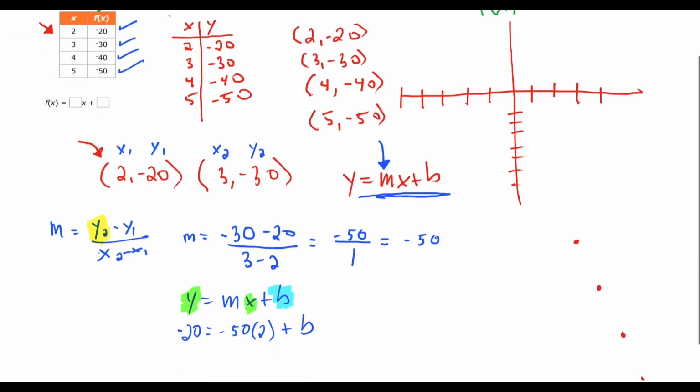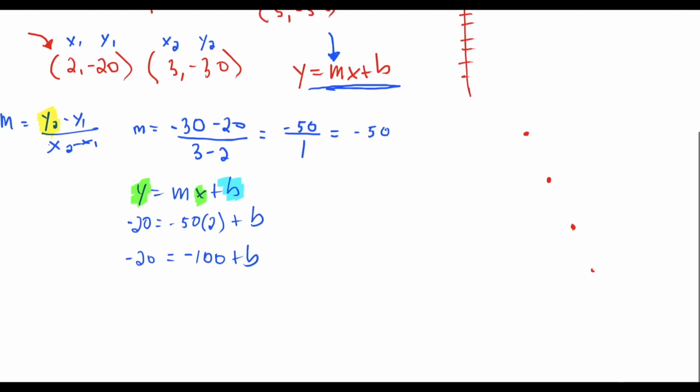And then on the left I get negative 20. And then on the right I get what? Negative 100 plus b. Then plus 100 plus 100. And then what does b equal?